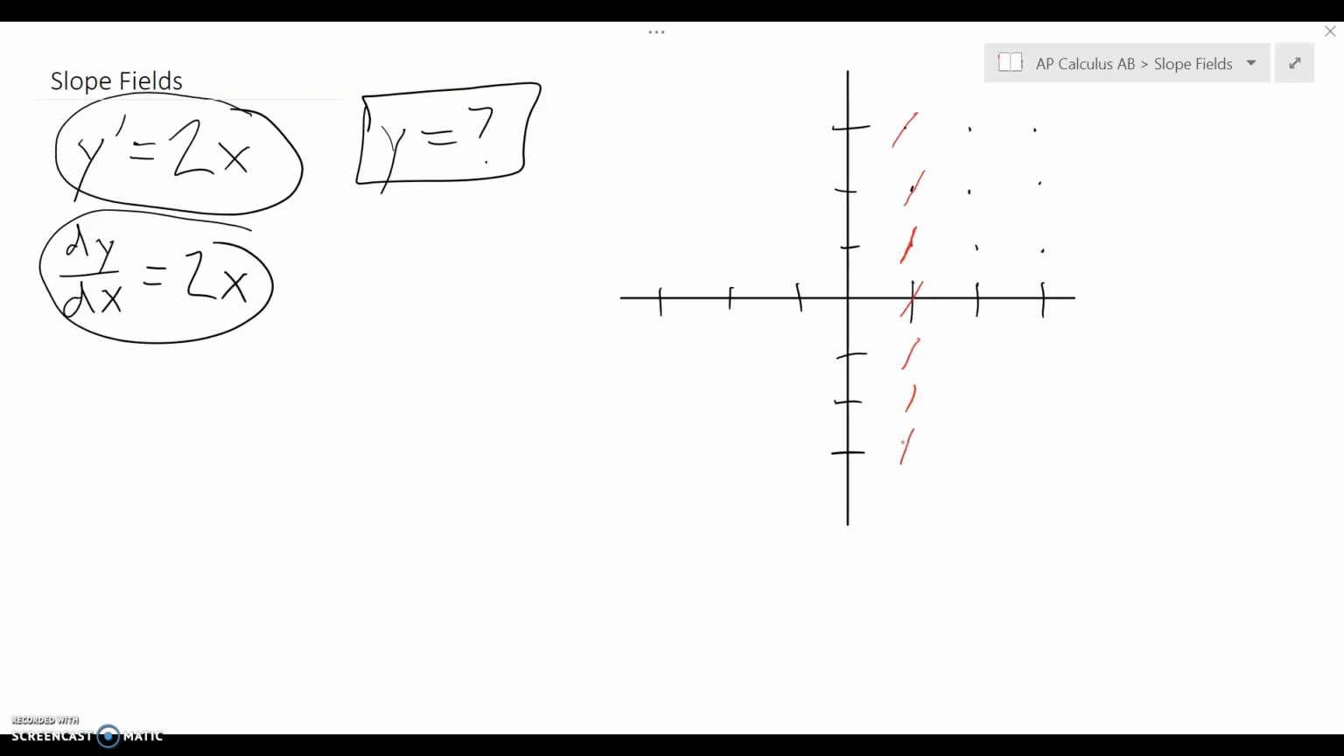And then you can probably think about, hey, what's going to happen here as we move to the right? So we're going to say, okay, let's go over to 2.